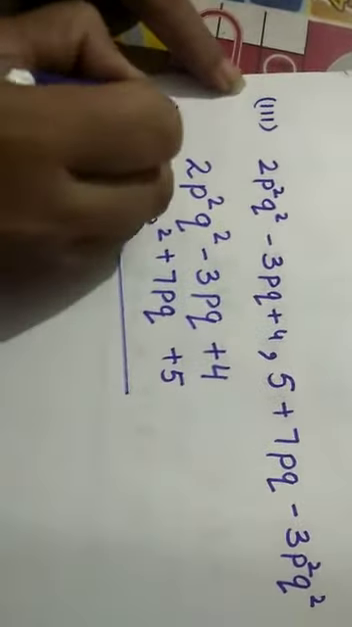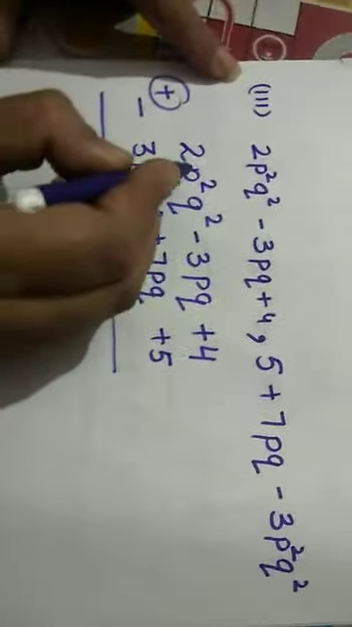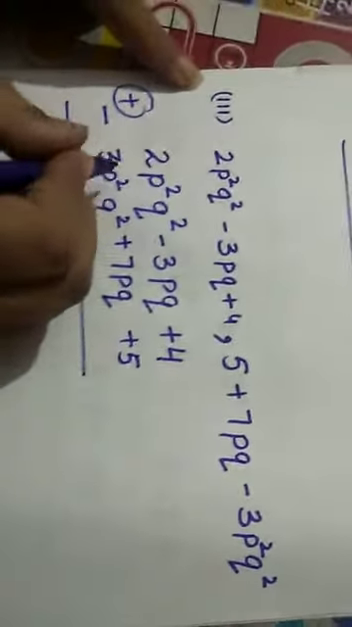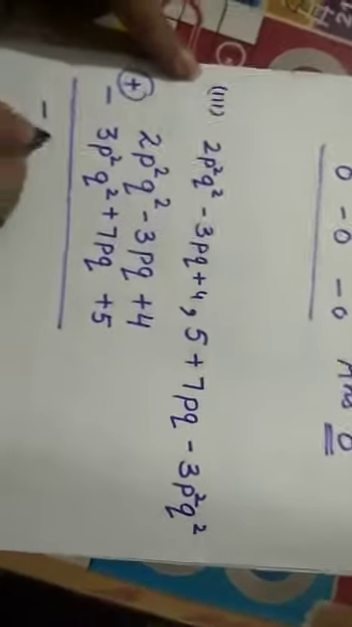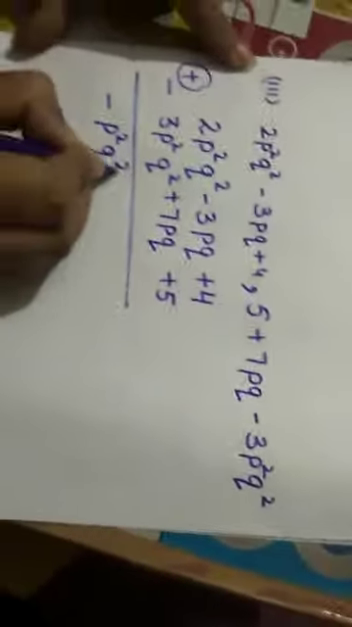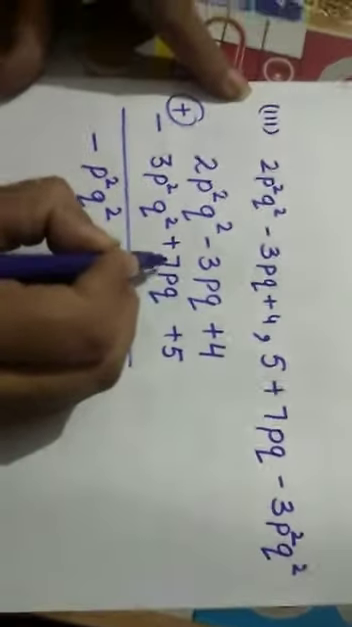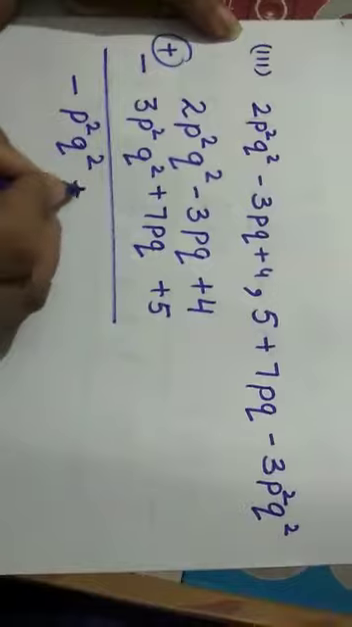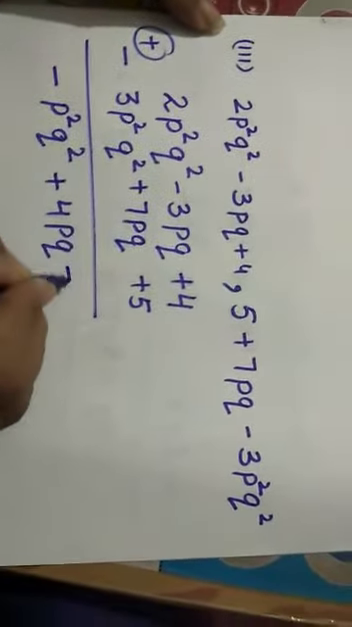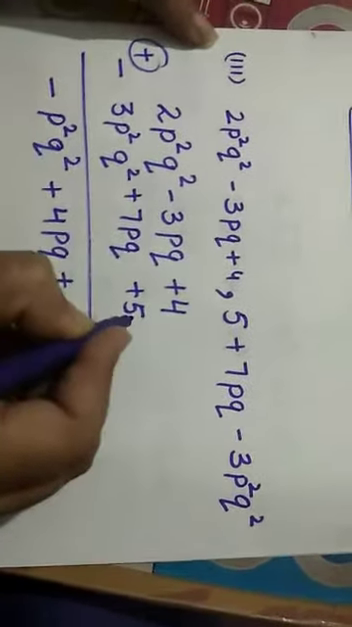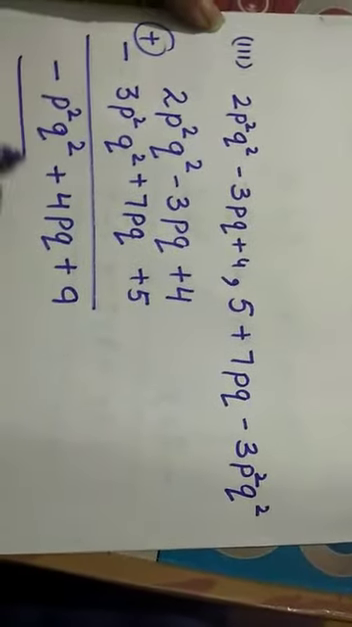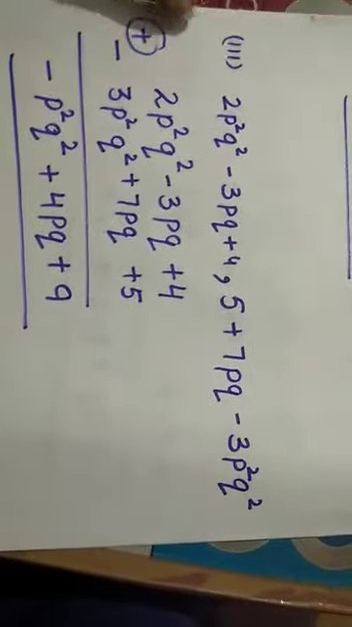Now we have to add minus 3 plus 2. So we'll subtract it. It will be minus 1 p square q square. So one, no need to write it, p square q square. Now next we have one positive, one negative, so it will be our positive sign, that is 7 minus 3, that will be 4pq, and next both are with positive sign, so it will be 5 plus 4, 9. Now you have to complete question number 3.